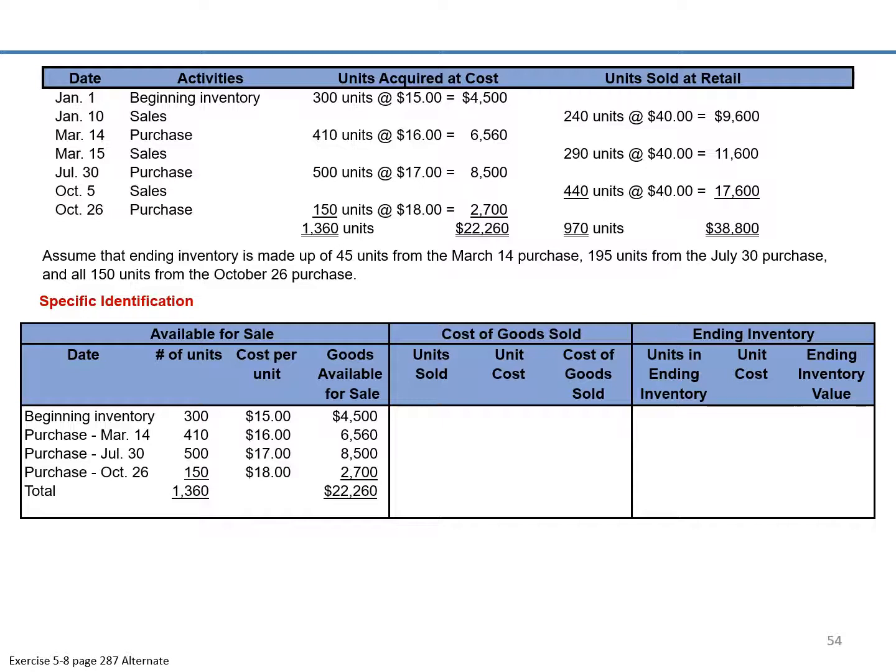Using that information, why don't you pause the recording? Compute the cost of goods sold and ending inventory using the specific identification method, and then ultimately the gross profit. And when you think you are finished or you are stuck, resume the recording and we will go through the answers.